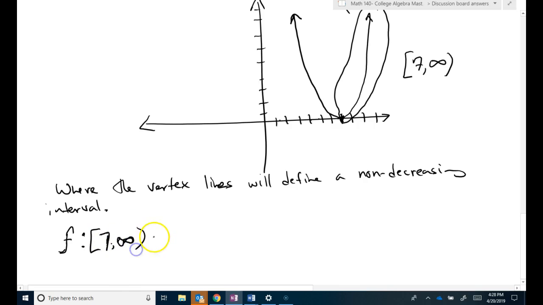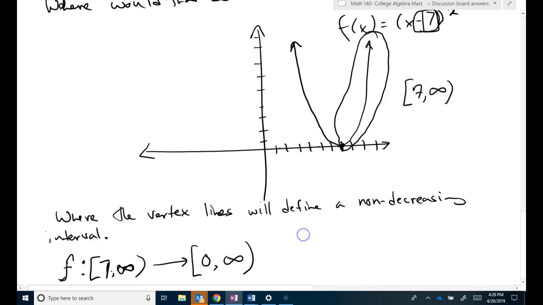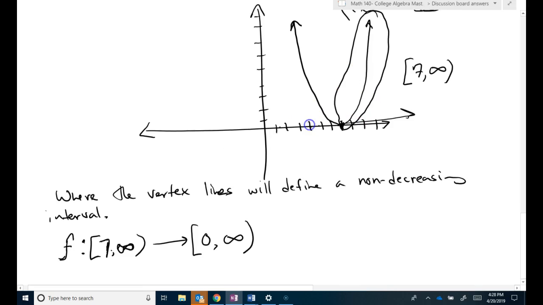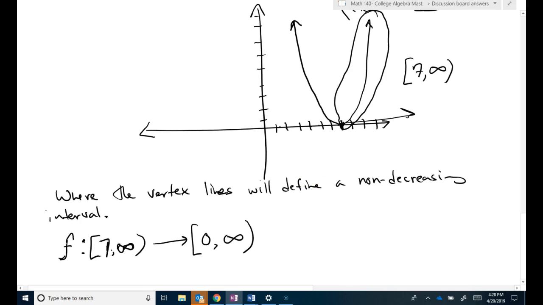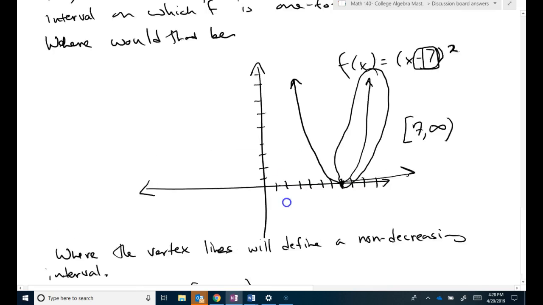Okay, and then it's gonna go to 0 to infinity, right? So its domain is going to go from just 7 to infinity. It's going to be all those values there, and then its range is going to be from 0 to infinity. And the good news here is that we can actually find a one-to-one function this way, if we restrict to that domain.